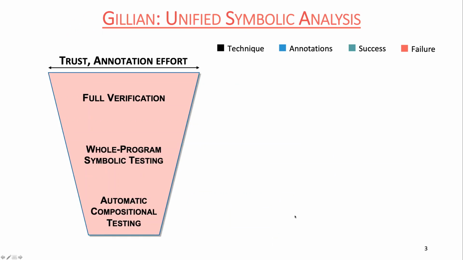GILLIAN is a place where we can do unified forms of compositional symbolic analysis. What we've done is whole program symbolic testing, that's not compositional, full verification based on separation logic, and automatic compositional testing based on bi-abduction, all underpinned by a common symbolic execution tool.